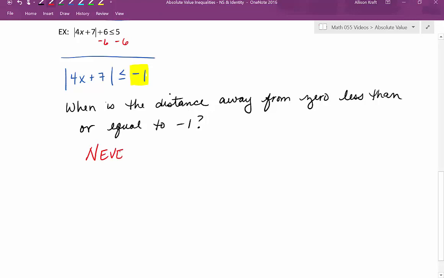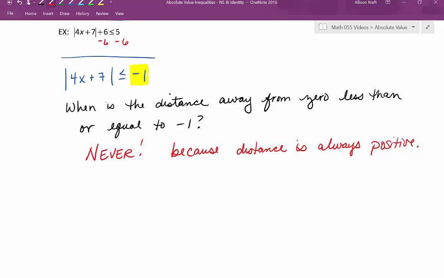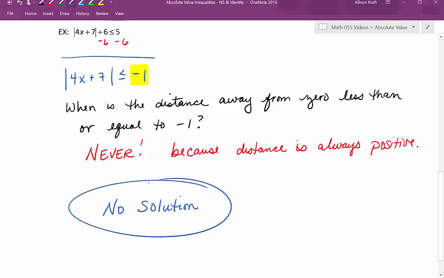Never. And it's because distance is always positive. Distance is always positive, and numbers that are less than or equal to -1 are only negative numbers. So this absolute value inequality has no solution. Since there is no solution, there's no set builder or interval notation to write because those notations represent the solution, and in this example we have just no solution.